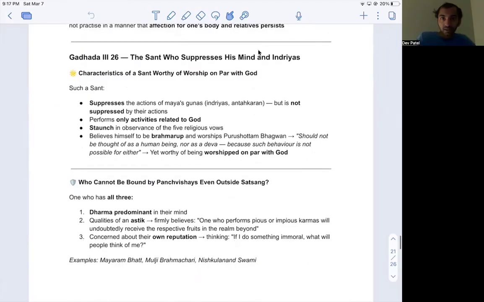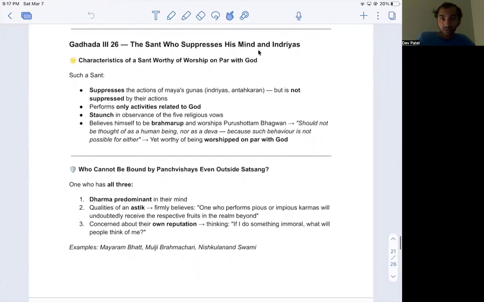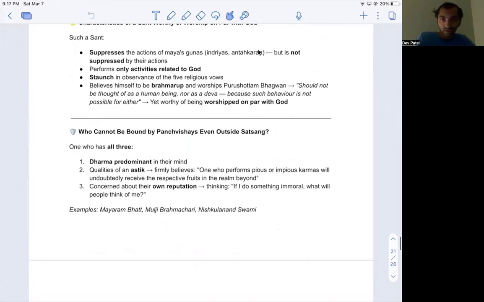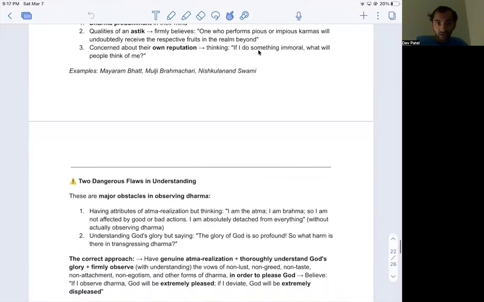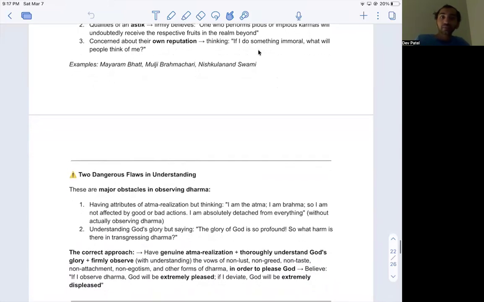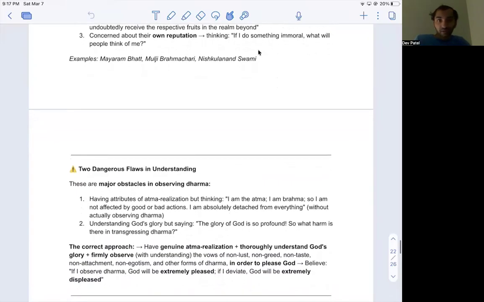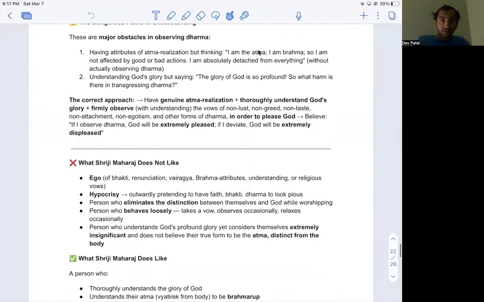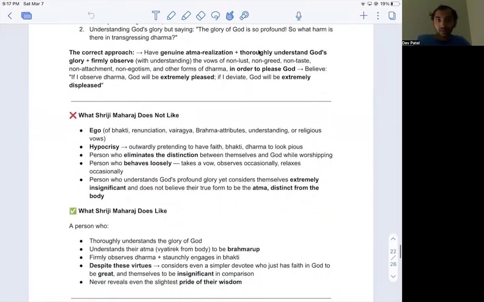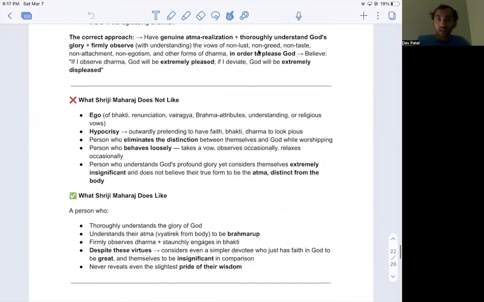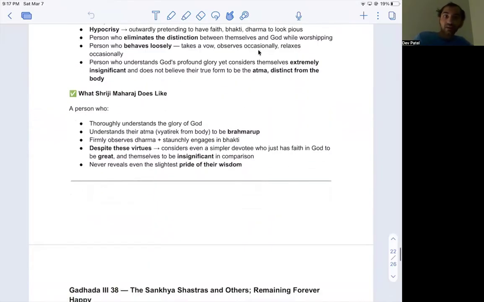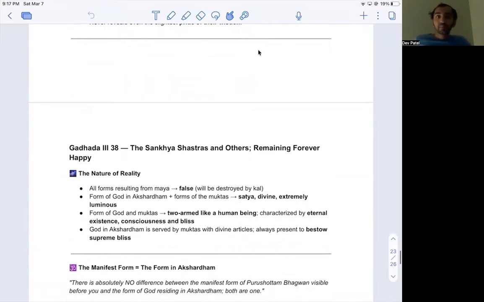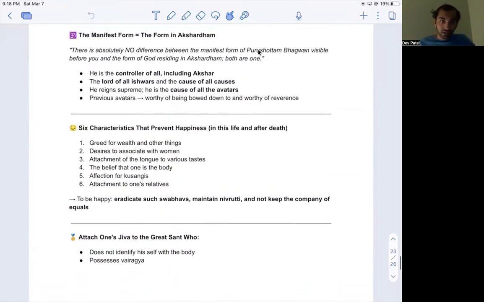326 suppresses mind and indriyas, and is worthy of being worshipped on par with God. Only activities related to God. Staunch and observes the 5 religious vows. They cannot be bound by the Panchavishays. The two dangerous flaws in understanding them, right? Having attributes of Atma realization, but thinking, I am absolutely detached from everything. Srinivas does not like ego, hypocrisy, one who behaves loosely, takes a vow, observes it occasionally, relaxes. One who thoroughly understands the glory of God, despite these virtues, considers even a simple devotee who just has faith to be great, and themselves to be insignificant in comparison. So no ego.